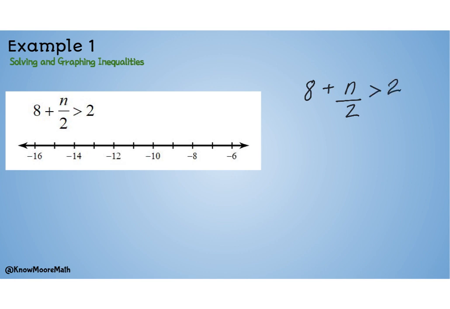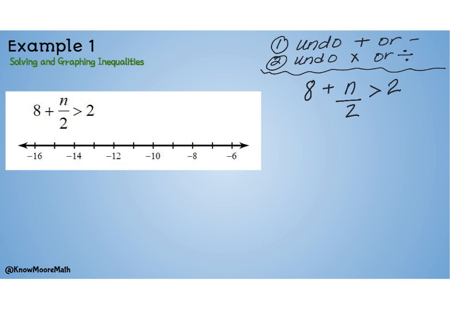Recall, whenever solving a 2-step equation, you can manipulate an inequality using the same steps. The first step is you're going to want to undo addition or subtraction first. Then you're going to want to undo multiplication or division second. So in order for me to do that, I'm going to want to move 8 to the other side. Recall, we're going to move the numbers that are on the same side as the variable. So since this 8 is positive, I'm going to move it to the other side by using subtraction.